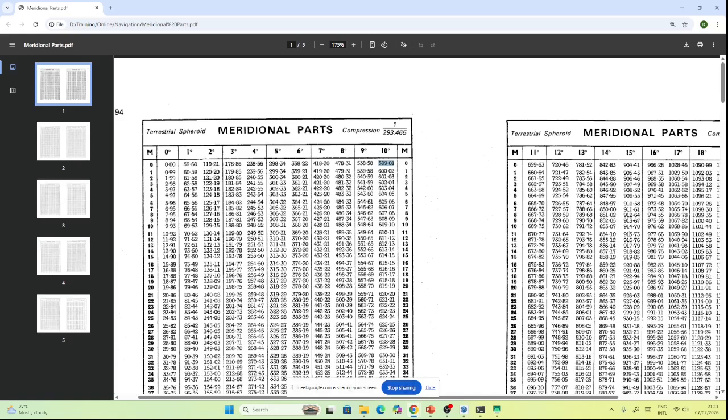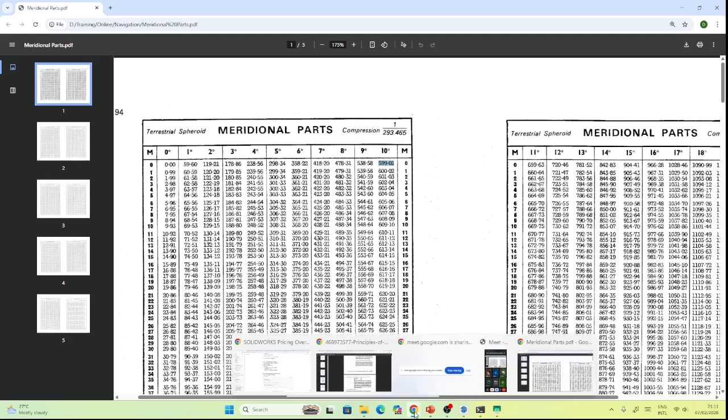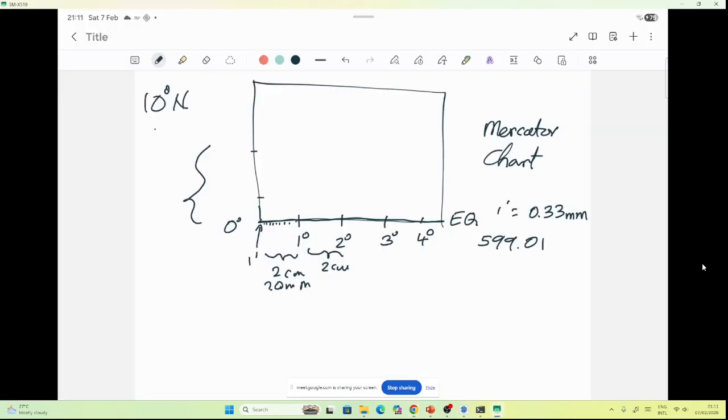So let me go back. Okay, so 599.01, right? What does this 599.01 mean? From the longitude scale, right? How many? So let's say this is 2 centimeters, or if you take 1 minute in the minute scale.